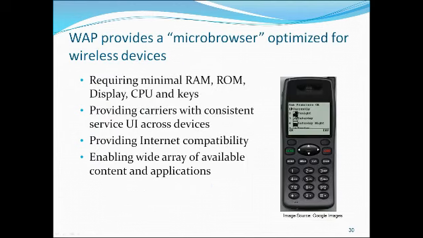WAP also provides a micro browser that allows you to browse the net using very minimal RAM, ROM, display, CPU, and keys. Of course, back then, most of the connections were very slow, and GPRS was the main way of connecting to a network when WAP was made available.